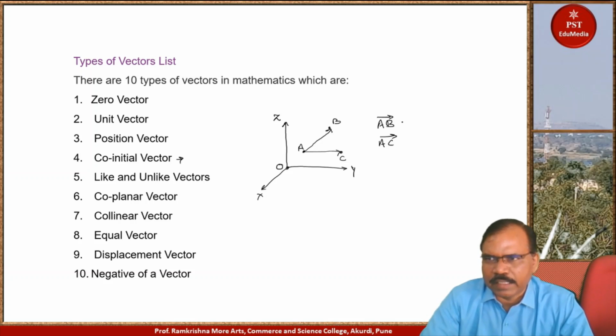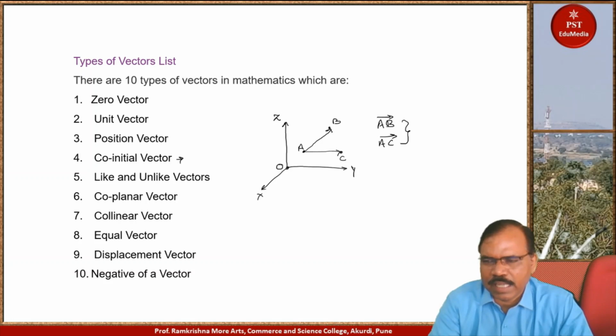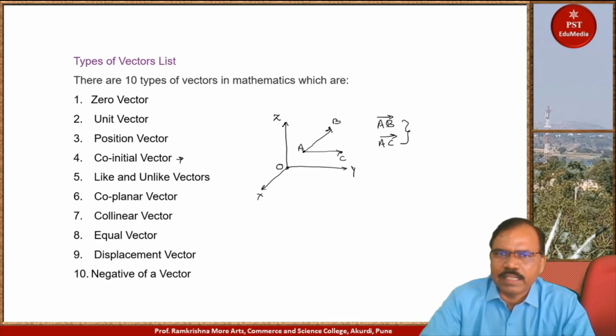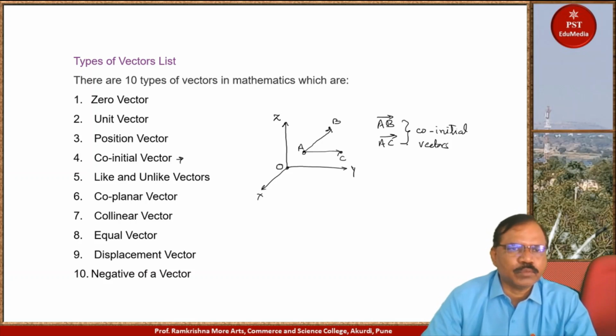Now these both vectors have the same starting point, and that starting point is A. So these vectors are called co-initial vectors, because their starting point is the same, that is A. So vector AB and vector AC are co-initial vectors.